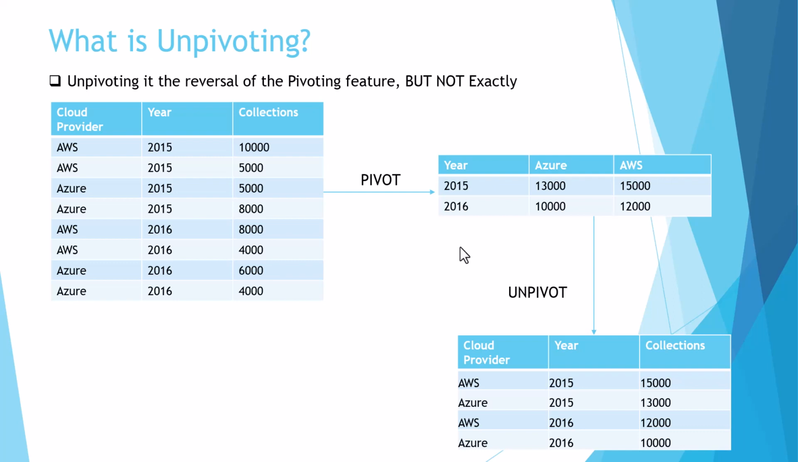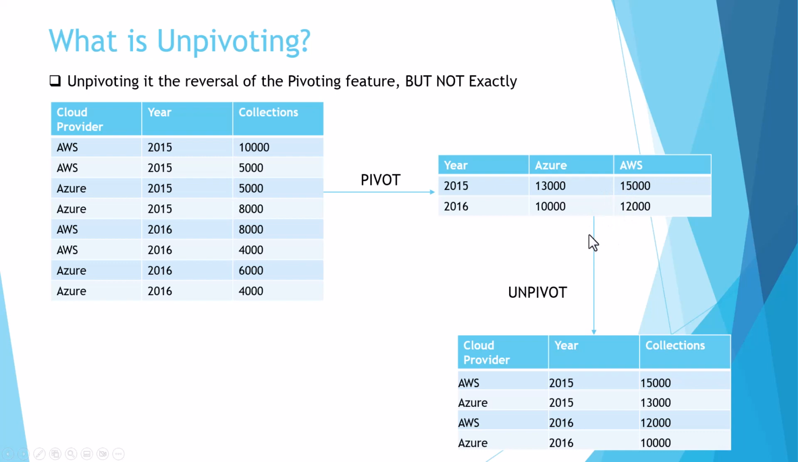This is the same example that I showed in my last video, where we had some data of cloud providers, the year and collections, and we pivoted it. We used the sum feature to use the collections as a sum of multiple years for a particular provider, and then we got two rows out of that. This is typically the pivoting which I demonstrated in my last video. If you have not seen that, I'll put the link for my last video in the description of this video. But what happens when you unpivot it?